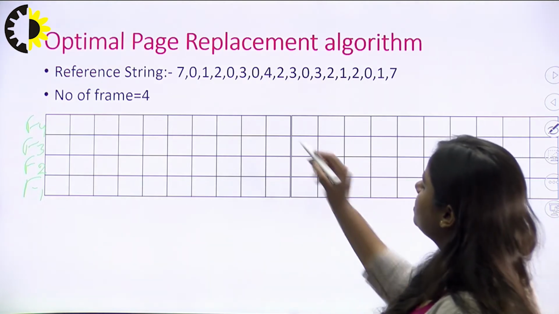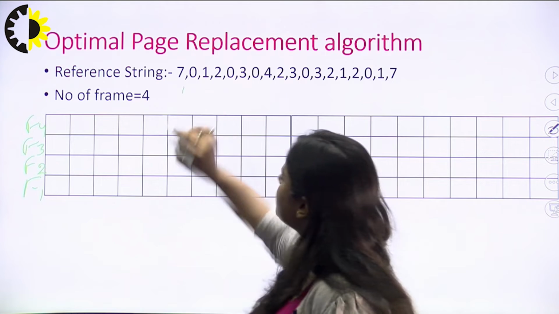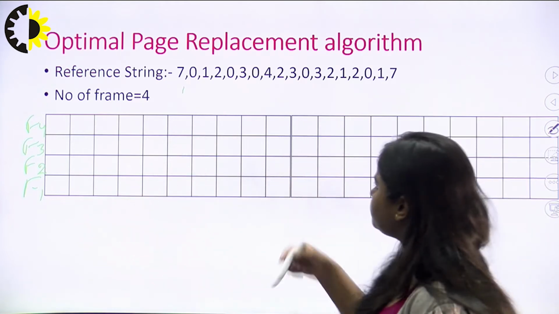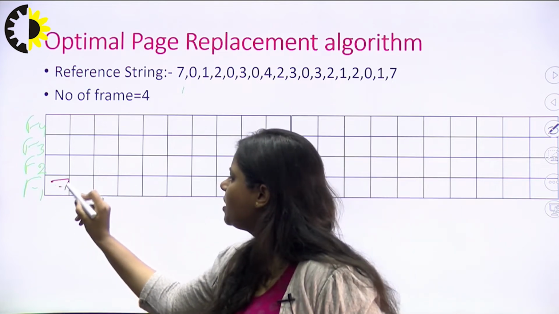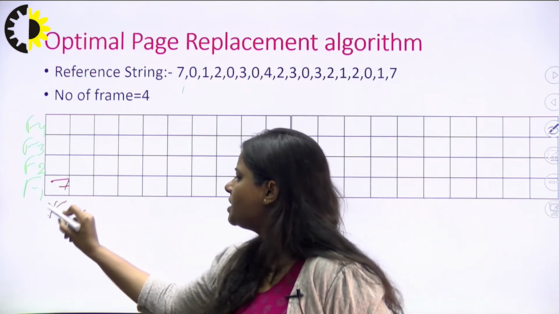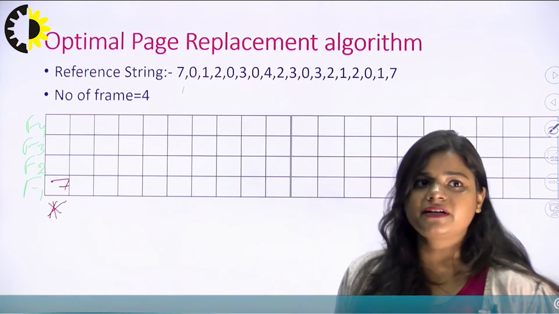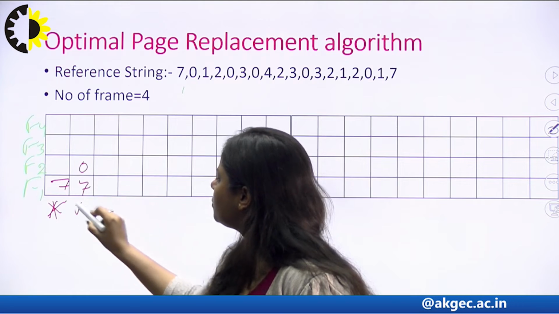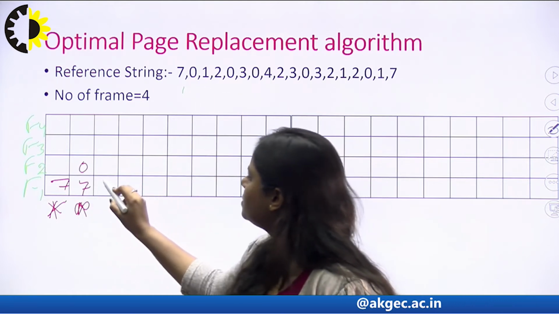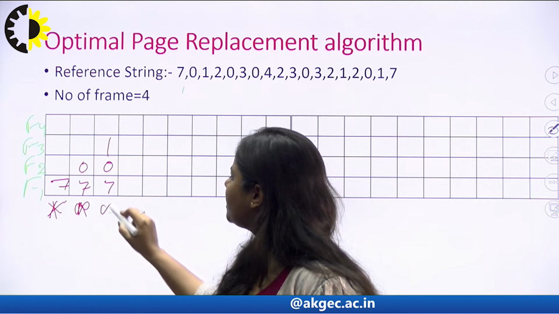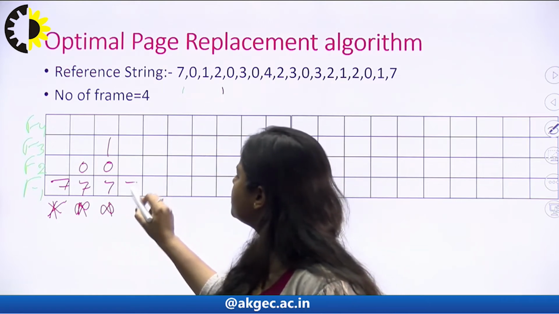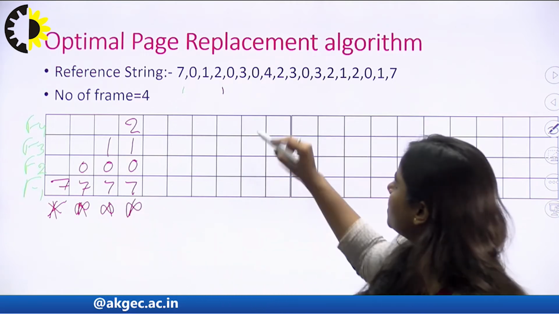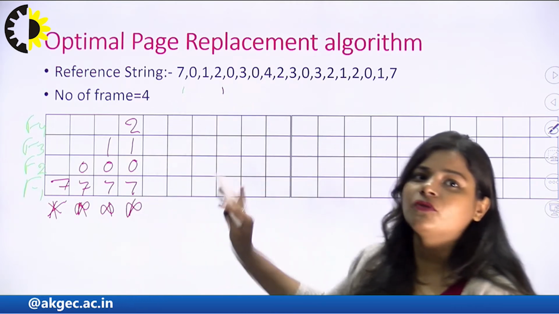How will we calculate this? We have the string, first 7. 7 is not present inside the memory. So we will put 7 inside the frame and it is a page miss, because 7 was not present. Now we have 0: 7 and 0, and it is also a page miss. Then 1: 7, 0, 1, it is a page miss. Again 2: 7, 0, 1 and 2, and it is a page miss. Now all frames are full.